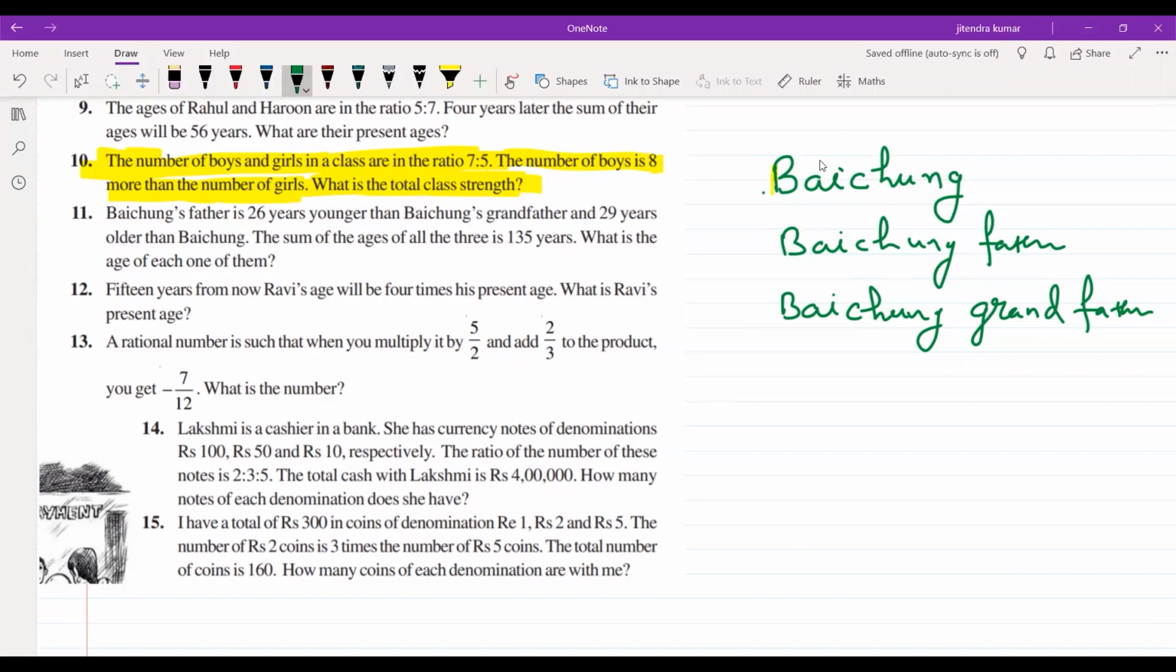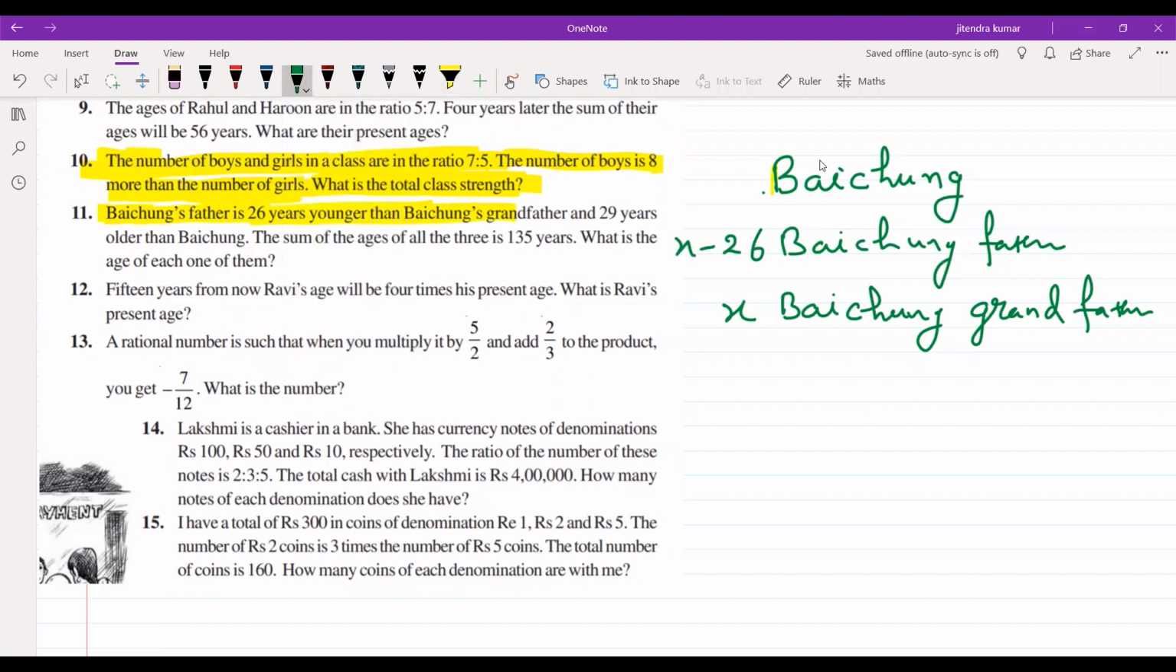Okay, so I'm considering this as X. If Baichung's grandfather is X, then as for the first line, it says Baichung's father is 26 years younger. It means it should be equal to x minus 26, as he is 26 years younger than Baichung's grandfather. So we have two ages now.